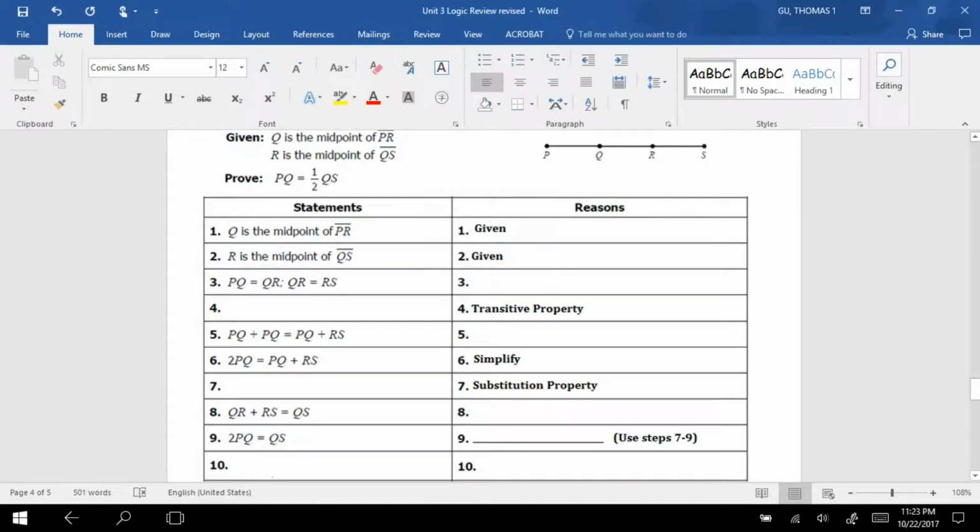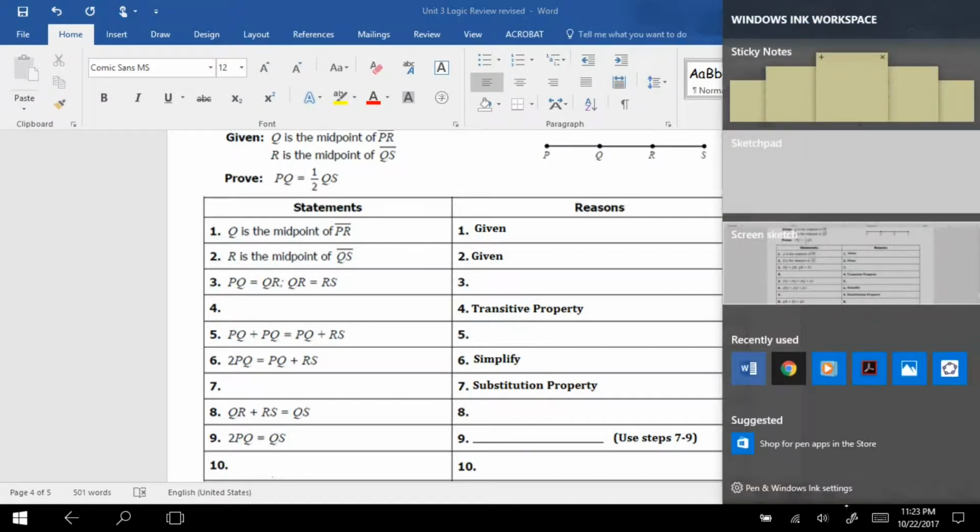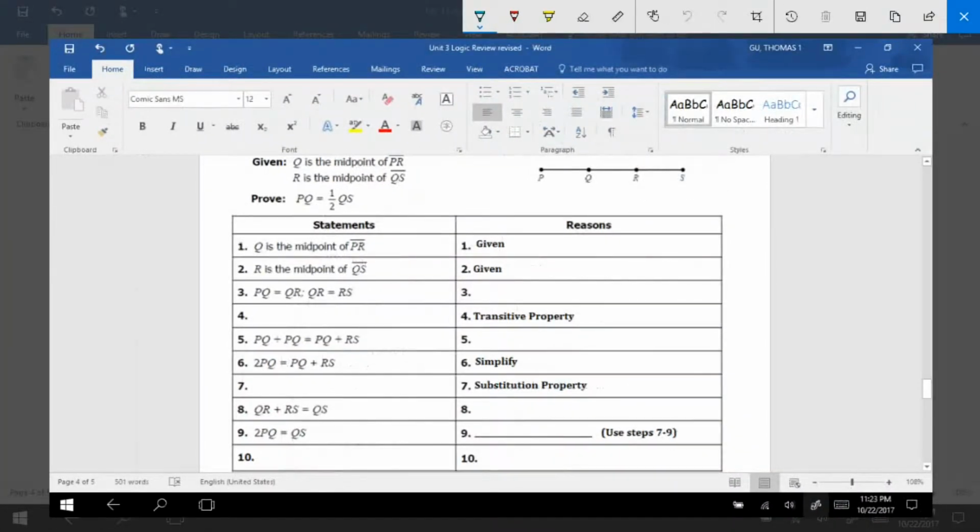All right, and on to the last one, 10 whole steps. Oh, baby, I opened the wrong screen. And wait a second, this one looks really familiar. I'm pretty sure this exact one was on your homework the other day.